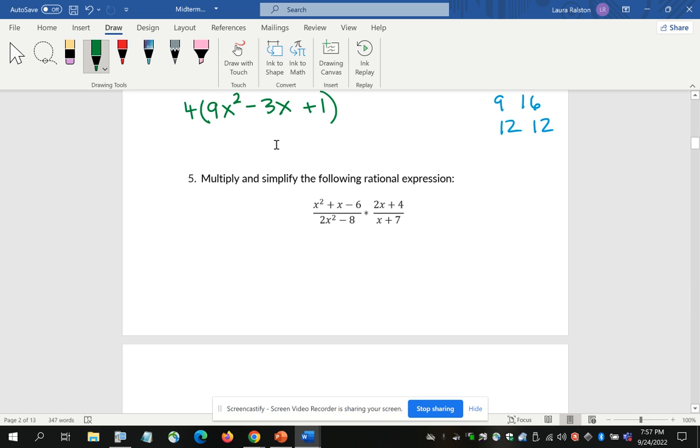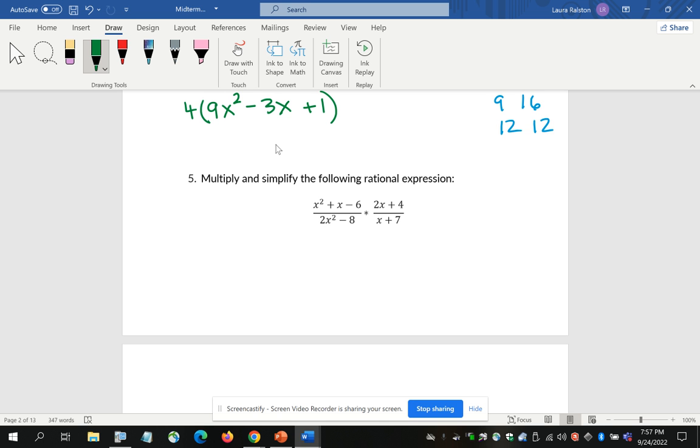Question number 5 asks you to multiply and then simplify the rational expression. Typically, when you multiply a rational expression, you're going to multiply the numerators, multiply the denominators. But in this scenario, with all the variables in there, it's going to be better to factor everything and simplify it before we perform the multiplication. So my first step is to factor everything.